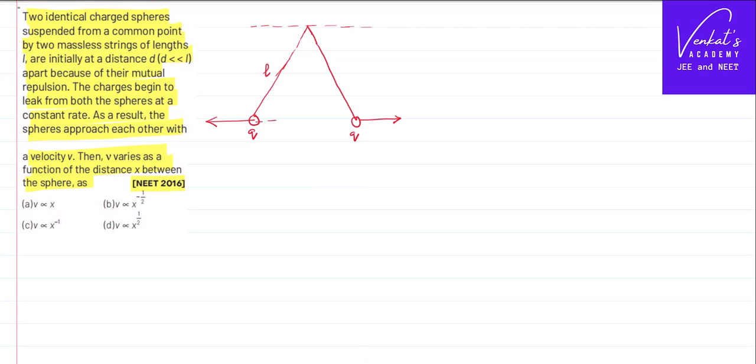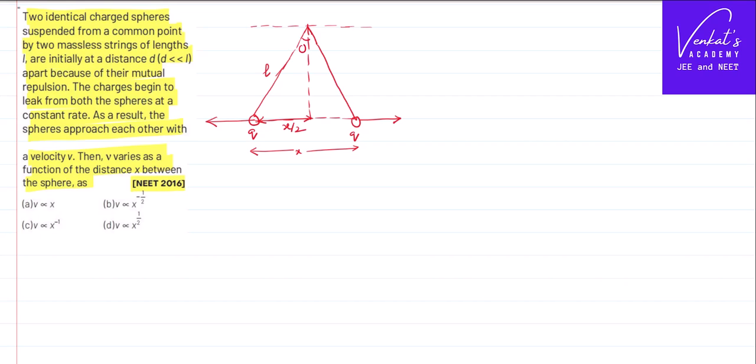There is a certain distance of separation between them, but as the charge leaks out of the spheres, the force of repulsion reduces, and then they come close to each other with a velocity v. We have to find the relation between that velocity and this distance. Let's assume this distance is x. Distance between the two spheres initially is x, before the beginning of the leaking. So if this is the midpoint, this distance becomes automatically x by 2.